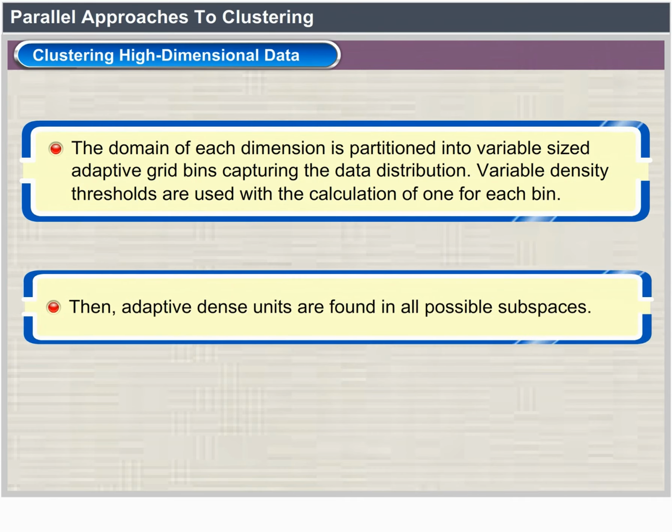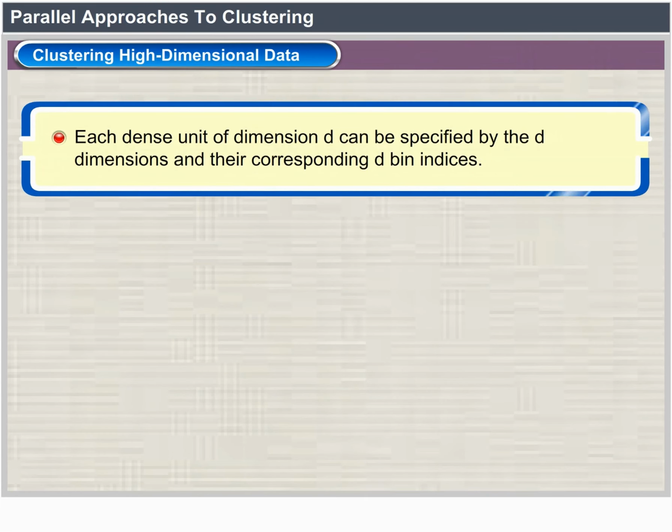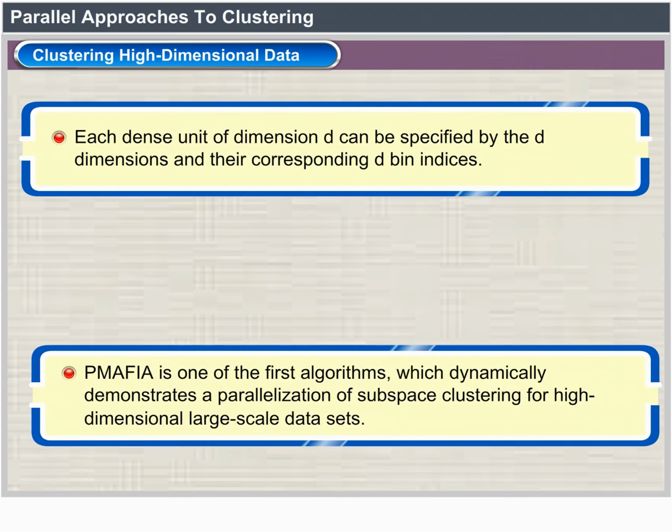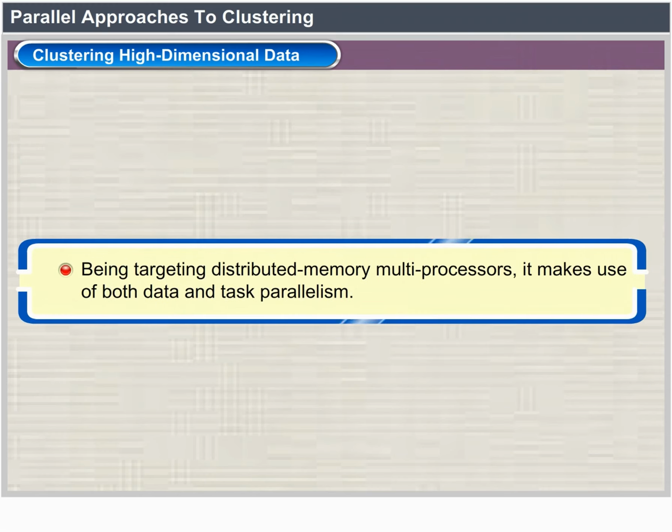A unit is identified as dense if its population is greater than the density thresholds of all the bins that form the unit. Each dense unit of dimension D can be specified by the D dimensions and their corresponding D bin indices. pMAFIA is one of the first algorithms that demonstrate a parallelization of subspace clustering for high-dimensional large-scale datasets. Targeting distributed memory multiprocessors, it makes use of both data and task parallelism.